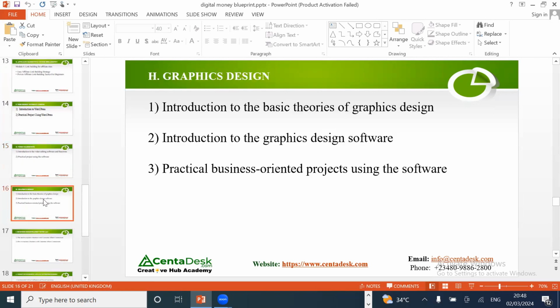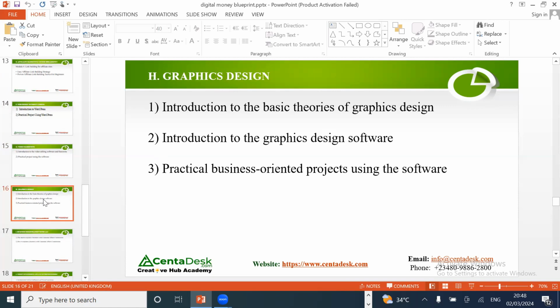When it comes to graphic design, we're going to introduce you to graphic design using Canva. A lot of people don't know how powerful Canva is. Canva is very powerful. You understand? Some of the graphics we are using for our adverts are all built on Canva.